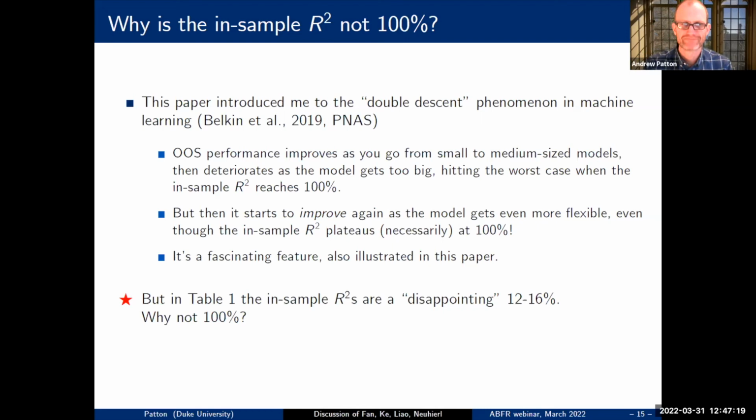But in the paper, the in-sample R squareds are only, and I put this in inverted commas, 12-16%. Why are they not 100? So now my new benchmark for in-sample R squared is 100%. And I'd like to know why it's not that in this paper.